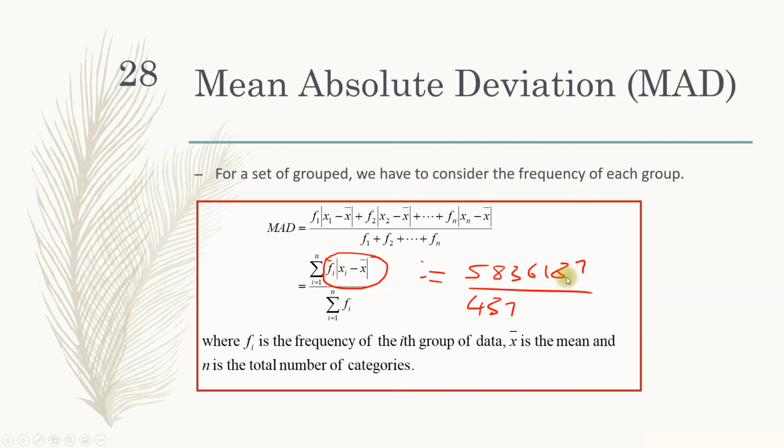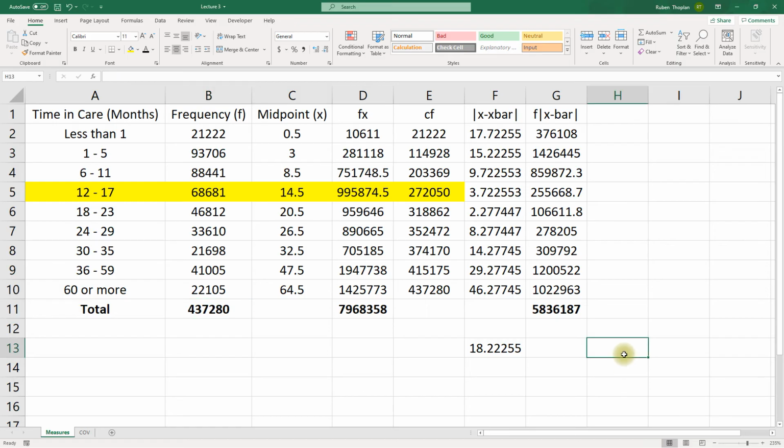Oh, sorry, there's some technical issues going on, but we'll get out of it. 280. So this is what we need to do now. We'll get the solution now. The mean absolute deviation is obtained by taking this value, the sum of f into modulus of x minus x bar, divided by this. This is 13.35.